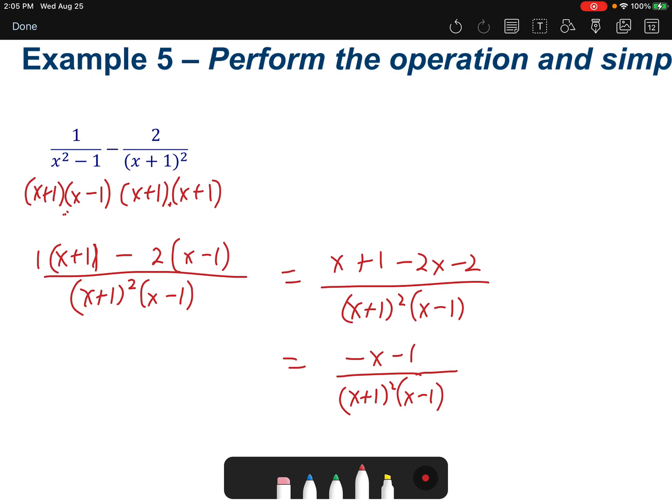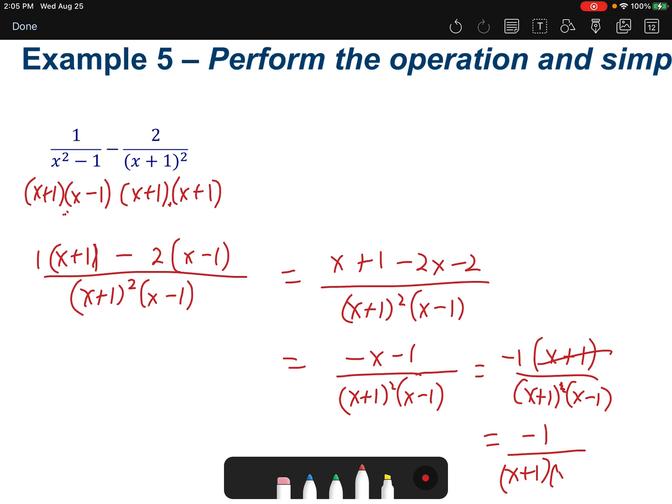Now, in a perfect world, I think this is going to work nice. That's negative x minus 1. If we take out a negative 1, that would be x plus 1, wouldn't it? Looky there. One of those x plus 1 is going to graduate and get out of there. So we have x plus 1 and x minus 1.